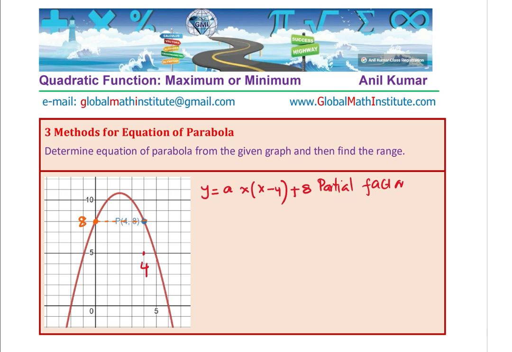Now the only thing here is that we have to identify one more point, right? So you could identify one of the x-intercepts as a point, let's say 6, 0. So if I write using the point 6, 0, we identify a third point, which is 6, 0. Substitute 6, 0 in the given equation: 0 for y, right? And 6 for x. Now we can find the value of a, right?